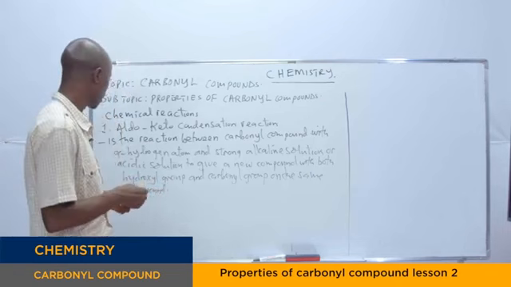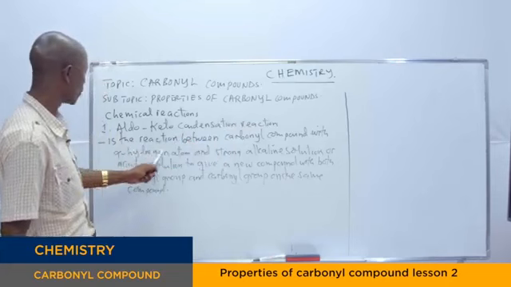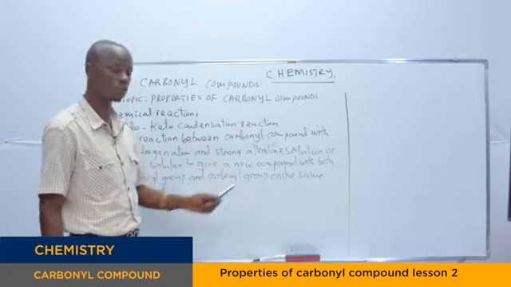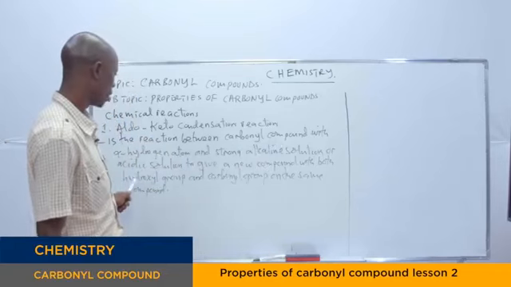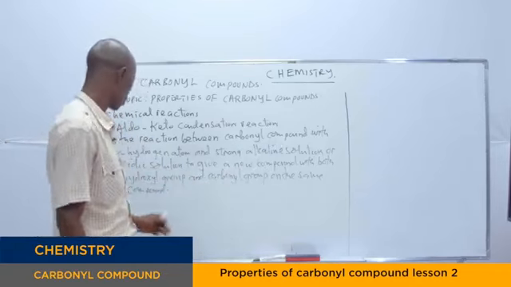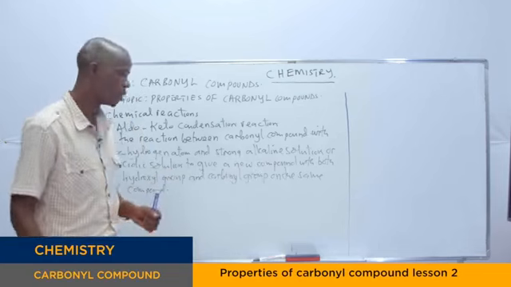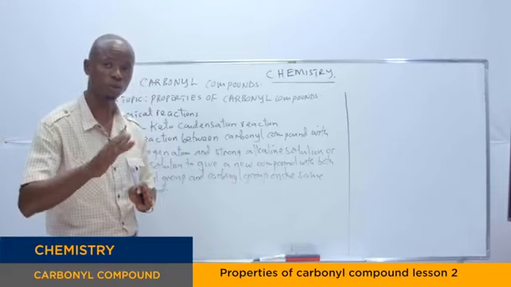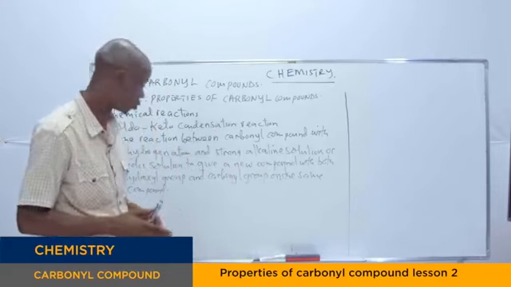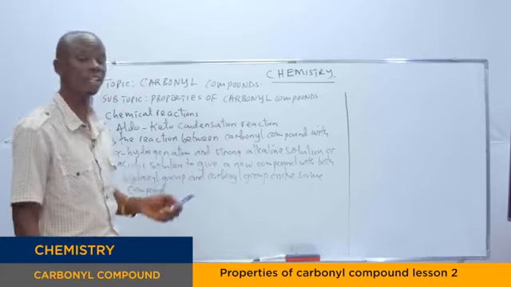So this is the definition, the reaction between carbonyl compounds with alpha hydrogen atom and a strong alkaline solution or acidic solution to give a new compound with both hydroxyl group and a carbonyl group on the same compound. But today's presentation will be based on the presence of strong alkaline solution only. So we're not going to deal with the acidic solution. So here, we have also to understand what is all about alpha hydrogen atom.